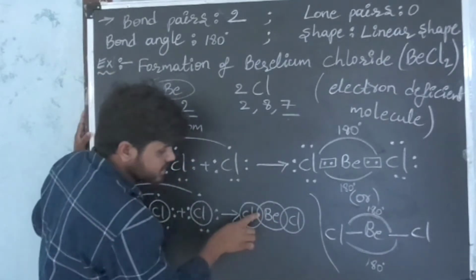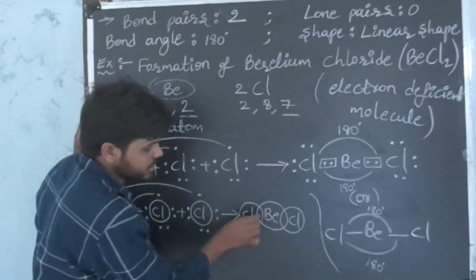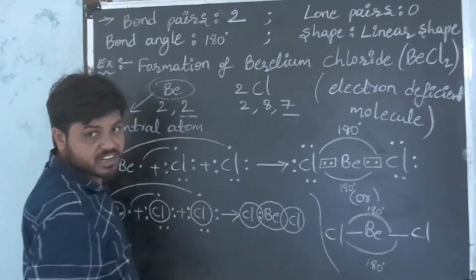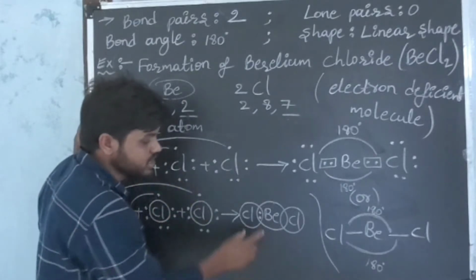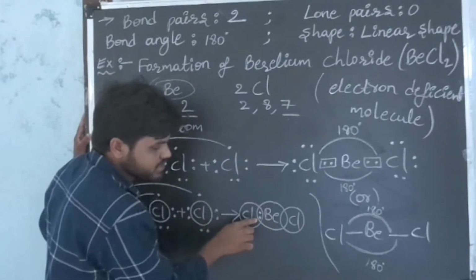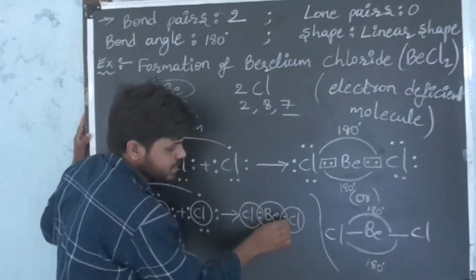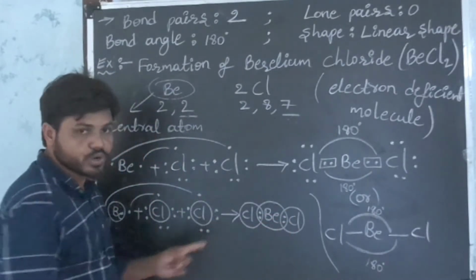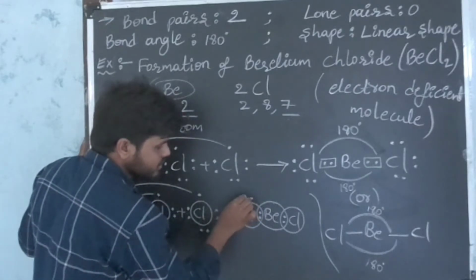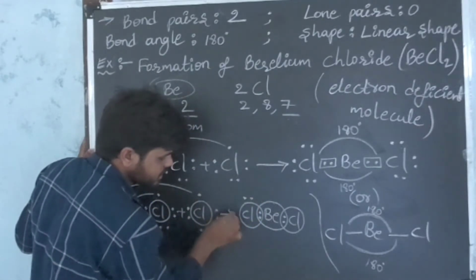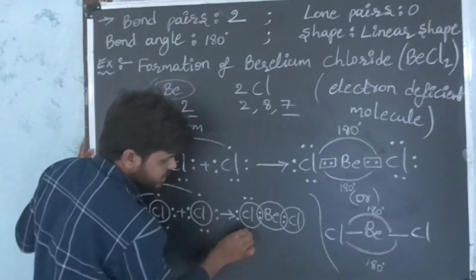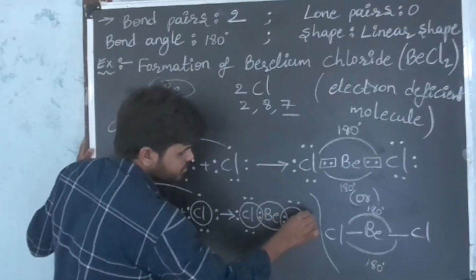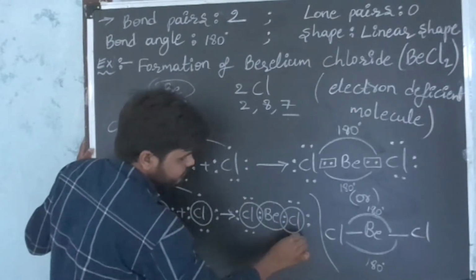Now see, this is the common area of beryllium. In this place, how many electrons are shared between beryllium and chlorine? 2 electrons, which means 1 pair of electrons. I place that 1 pair here, and here also I place 1 pair of electrons. The remaining unbonded electrons of chlorine, 6 electrons, I place as they are, here also 6 unbonded electrons as they are.